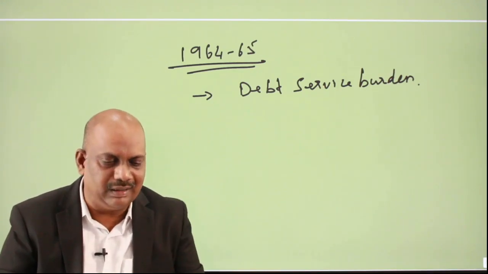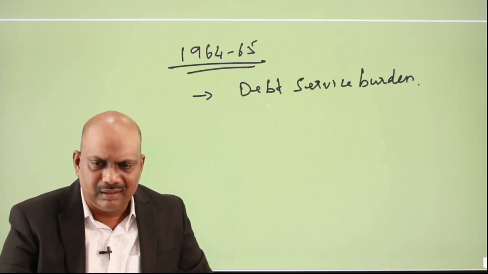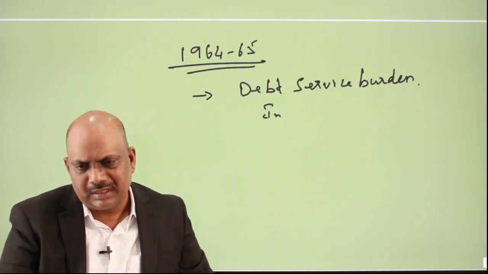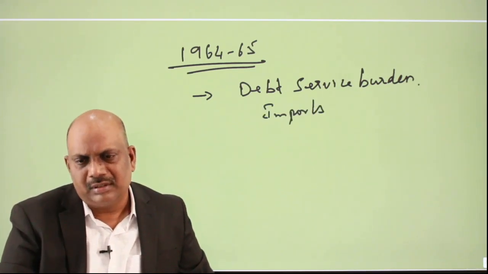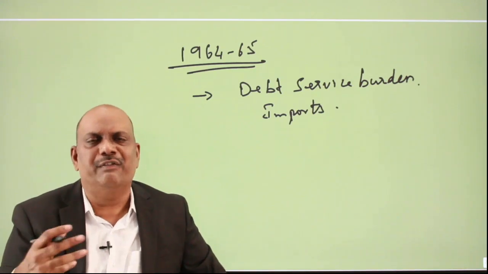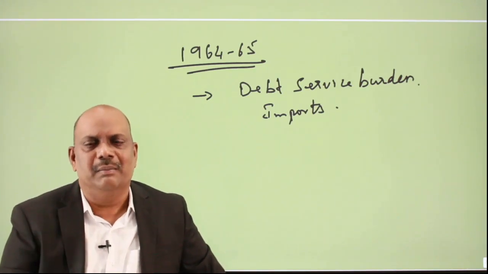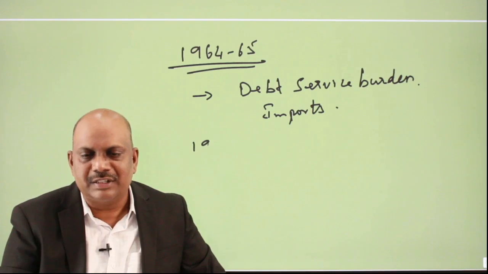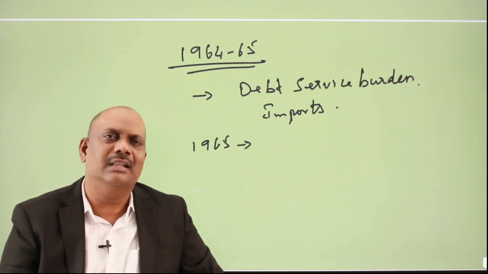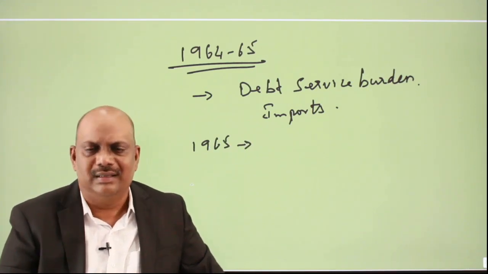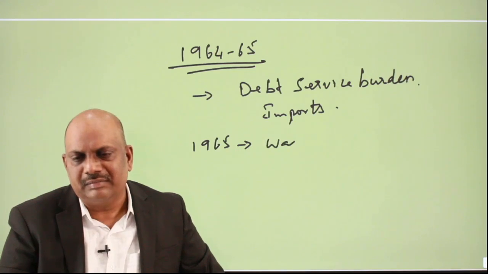And then imports to some extent. So we just started facing the crisis. By the year 1965, we had another major issue. That is the war with Pakistan.